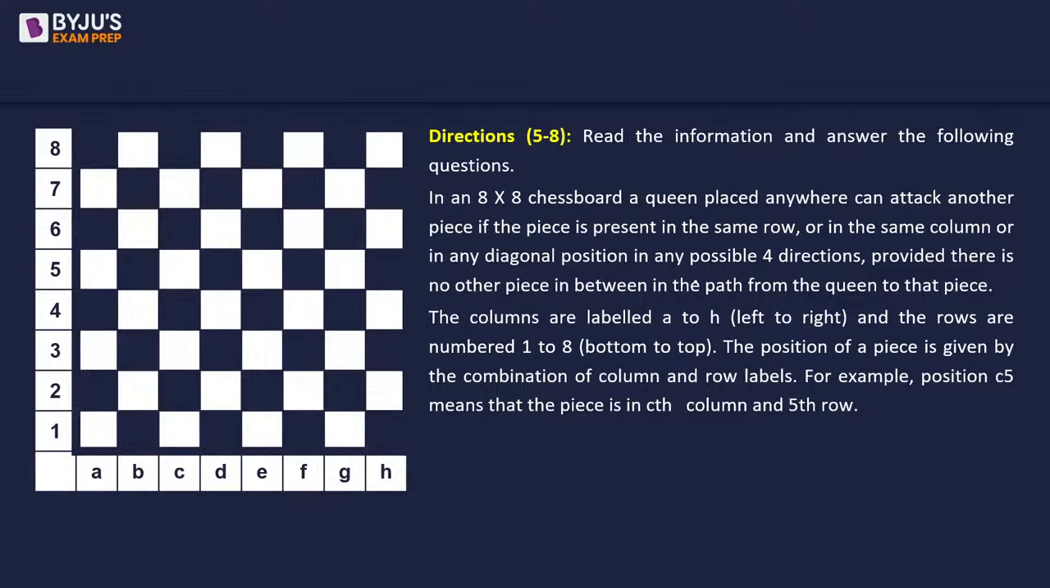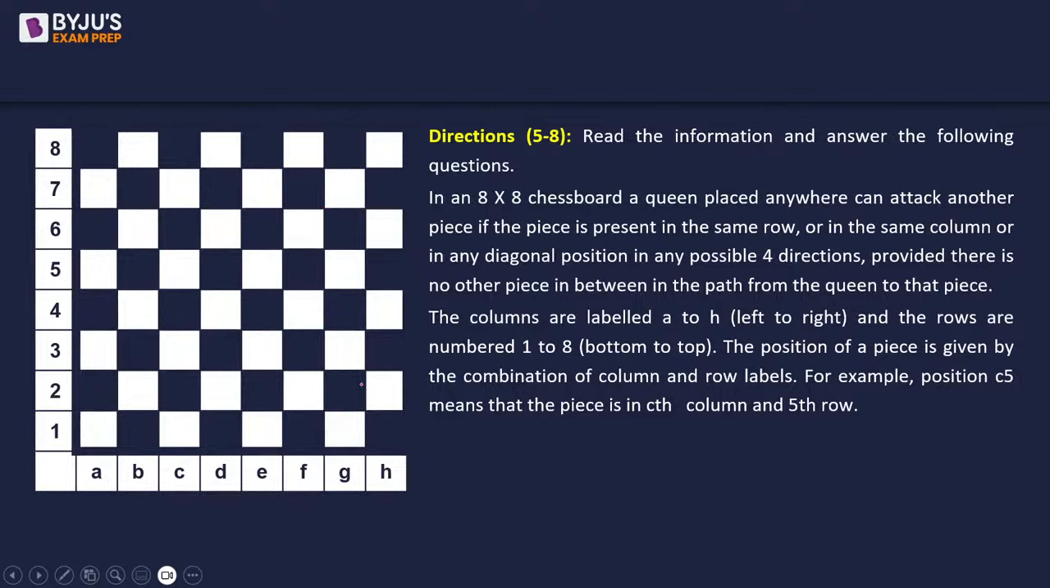Let's say the queen is placed here. So the queen travels either in the same row, or in the same column, or along the diagonal. So these are the 8 directions in which the queen travels.